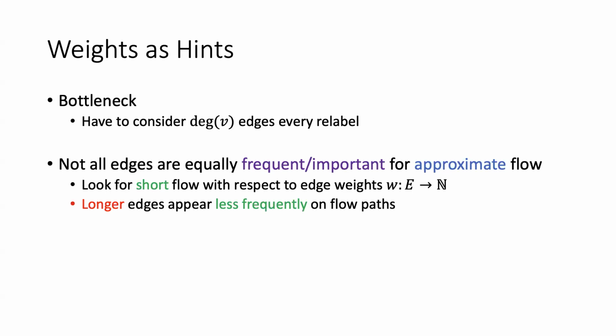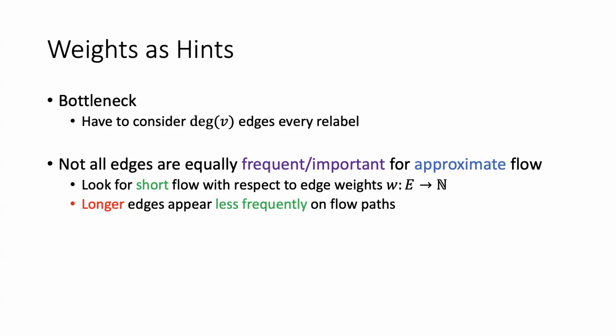So the idea is that one can notice not all edges in the graph are equally frequent or important for finding an approximate flow. For instance, some of the edges might be very crucial. You need to use them a lot to find a good approximation. And for other edges, maybe there are a lot of ways to reroute flow around them so that you don't really need to use such an edge that much.